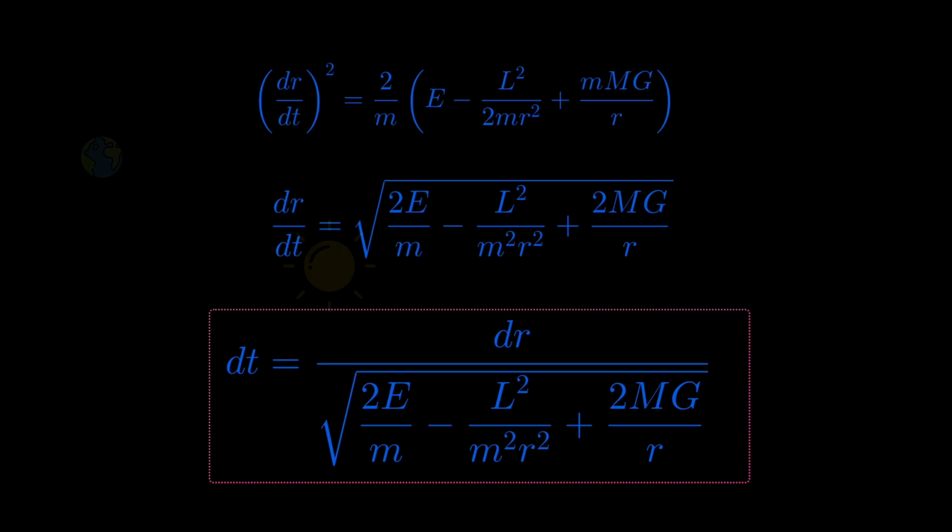Why would we want an expression for dt, you might ask? Well, we can plug this dt into our expression for phi dot and get an integral dependent on r, which will give us the orbit equation of the planet around the Sun. You will see what I mean in a second.